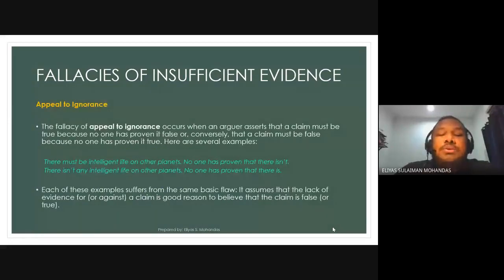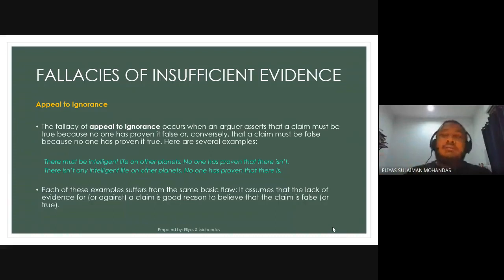Now, the fallacy of appeal to ignorance occurs when an arguer asserts that a claim must be true because no one has proven it false, or conversely, that a claim must be false because no one has proven it true. So here are several examples. The first one: there must be intelligent life on other planets. No one has proven that there isn't. Or the second one: there isn't any intelligent life on other planets.